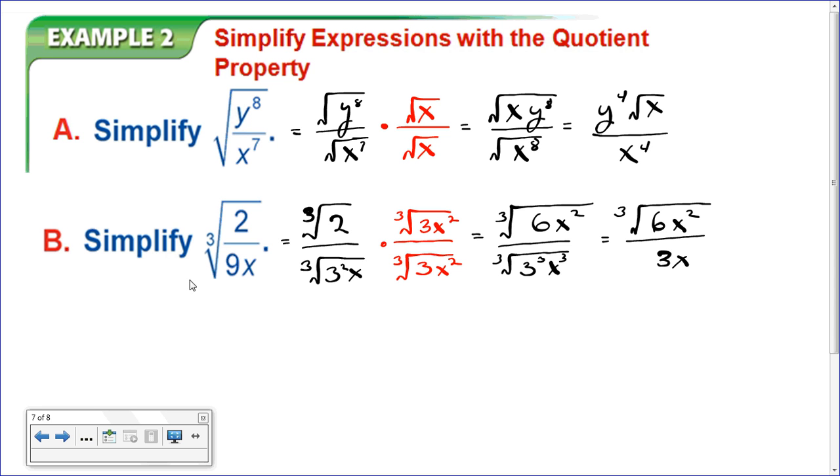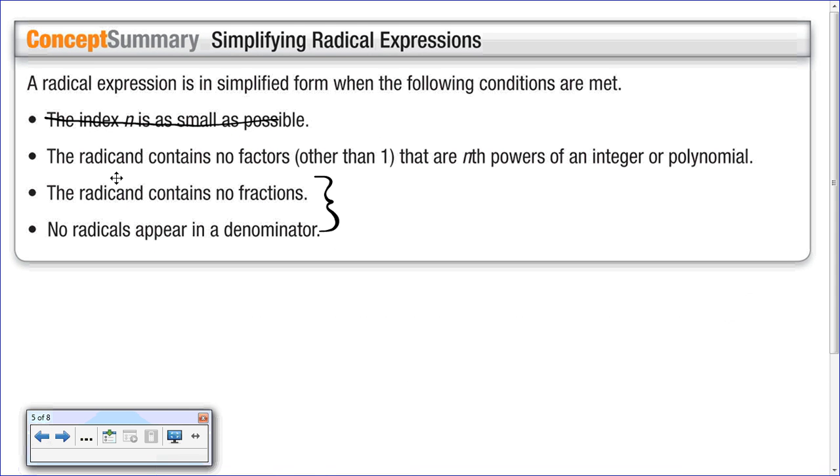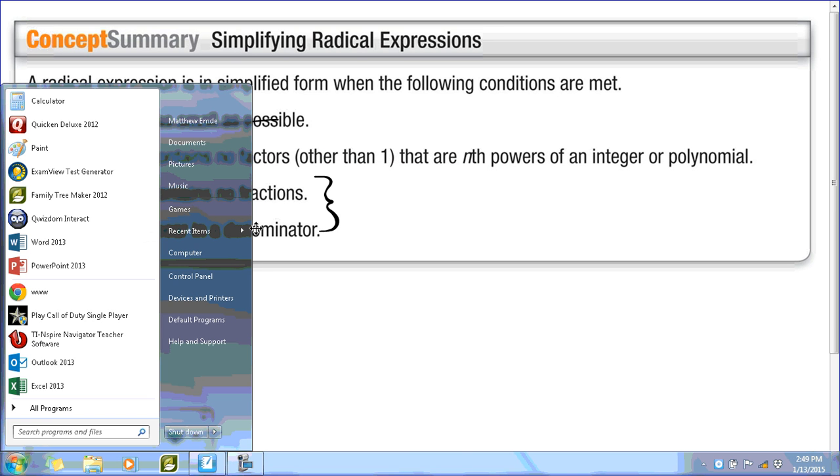So remember that when you're working through these problems, in order for them to be completely simplified, the radicand can have no powers that are greater than or equal to the index. You can have no fractions inside your radicand, and no radicals appear in the denominator of the fraction.